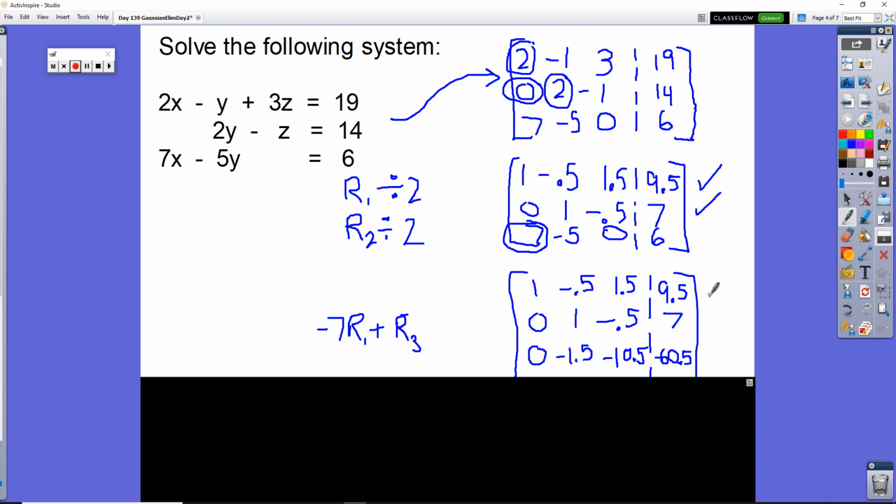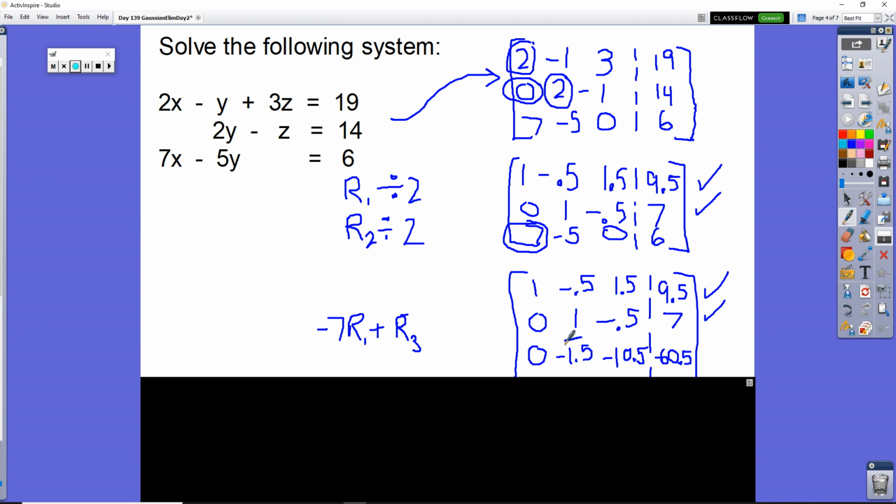So again, top row and the second row were already the way we want them. We're not making changes to those. But I'm using the top row, multiplying by -7 to add with this to make what you see down here. My new bottom row should be 0, -1.5, -10.5, -60.5.